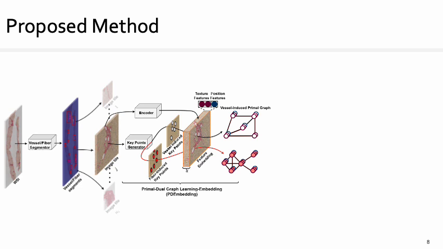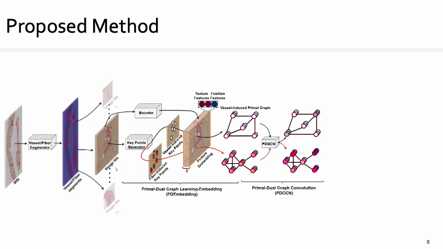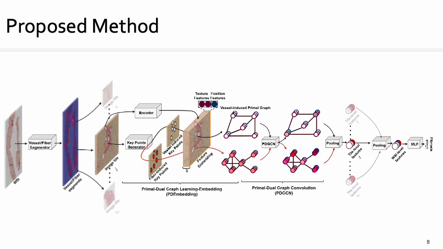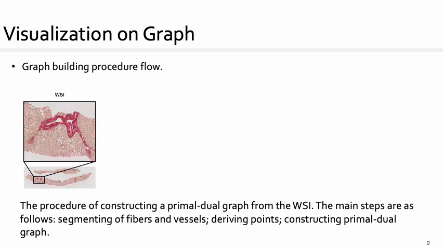The associated node embedding consists of a texture feature from the image encoder and a position feature. The primal graph is then fed into a primal-dual graph convolution module for node feature learning. Tile-level features are pooled from all graph embeddings, and these tile-level features are then pooled together to generate whole slide-level features for final fibrosis staging.